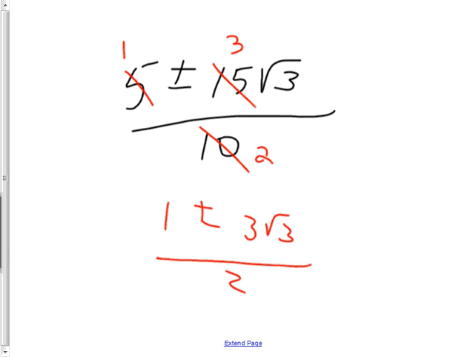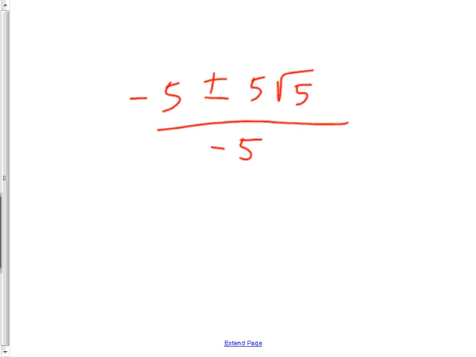All right. Let me give you another one that's a little weirder. Negative 5 plus or minus 5 root 5 all over negative 5. Let's see if we can handle that one. Turn it my way. I want to see how many people know what to do in the first place. You're missing a number in front.